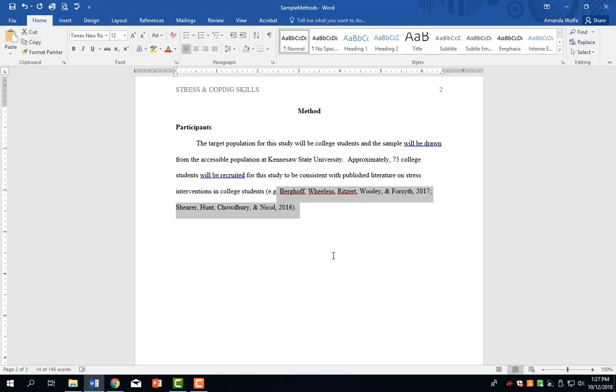It's also what shows me, your instructor, that you've done the background research and that you didn't just grab a number out of the air, that you recognize that the number of people that are in your study is more important than that.